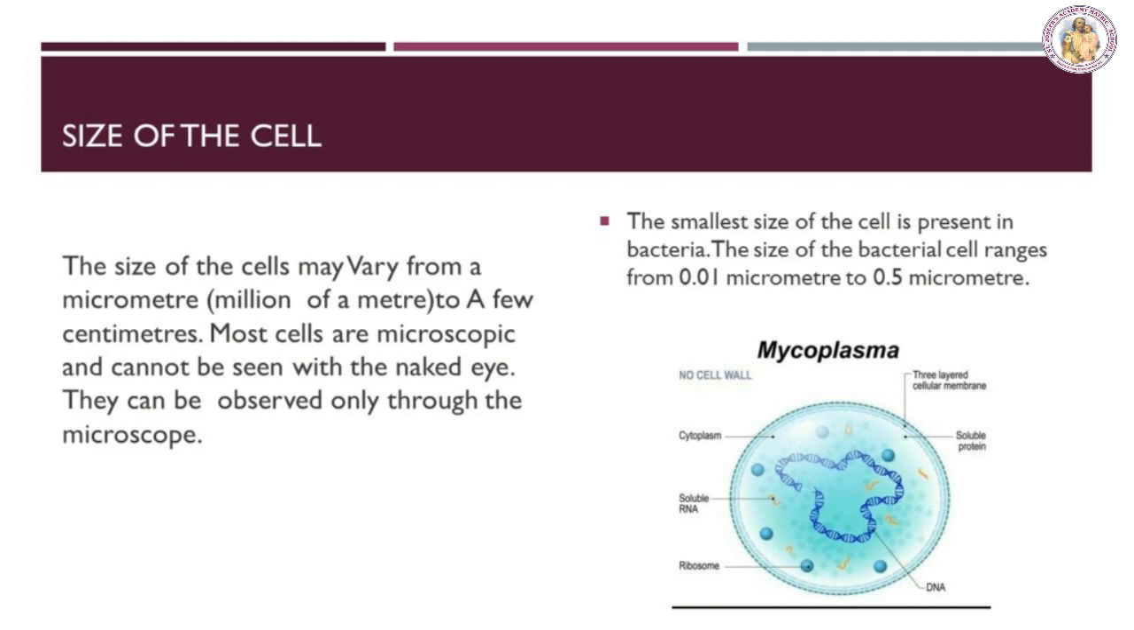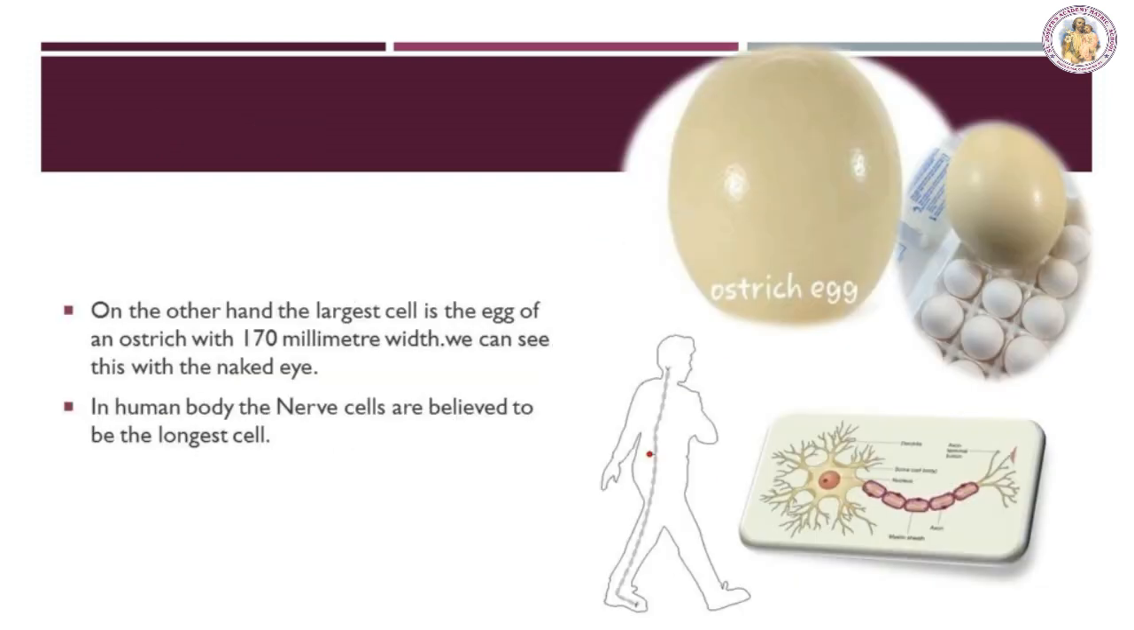The smallest cells are present in bacteria. The size of a bacterial cell ranges from 0.01 micrometer to 0.5 micrometer. For example, the mycoplasma is 0.1 micron. On the other hand, the largest cell is the egg of an ostrich with 170 millimeter width. We can see this with the naked eye. And in the human body, nerve cells are believed to be the longest cells.